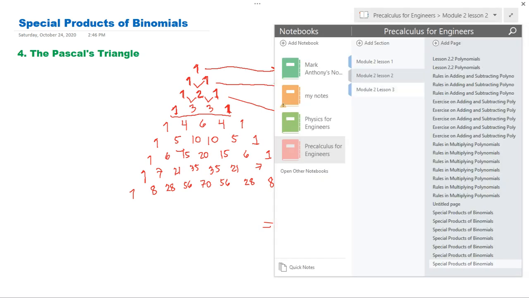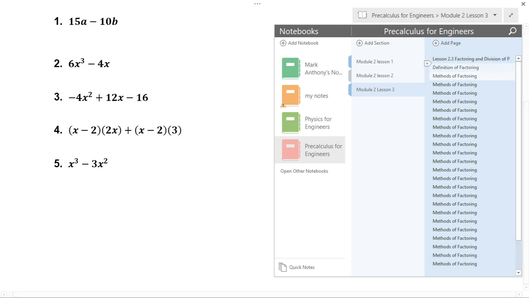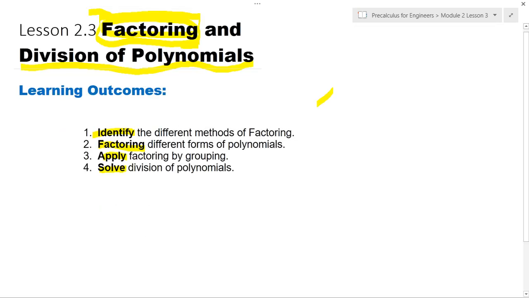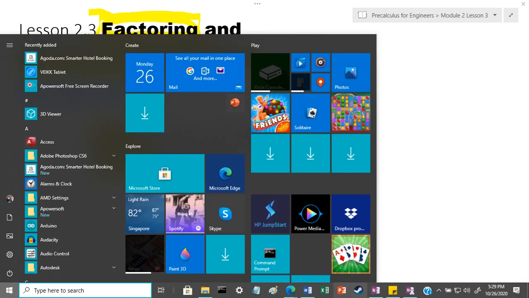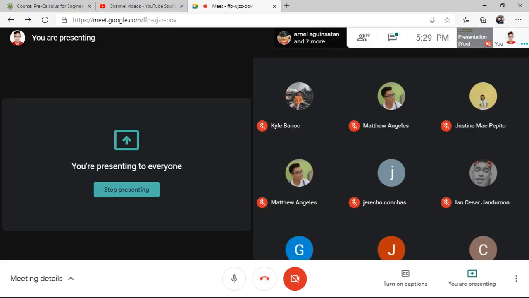So, can we take a 1-minute break first? Okay na nyo, class? 1-minute break muna tayo? Okay. Okay, so let's now jump to lesson 2.3. So I will be back muna ha. Let's have a break first. 1 minute break lang, class.